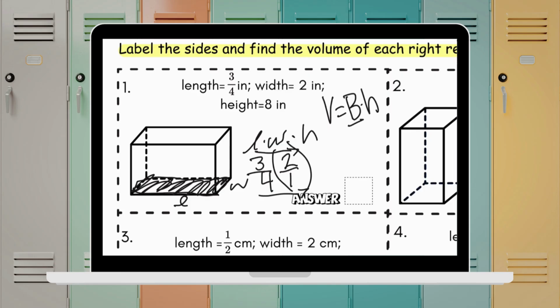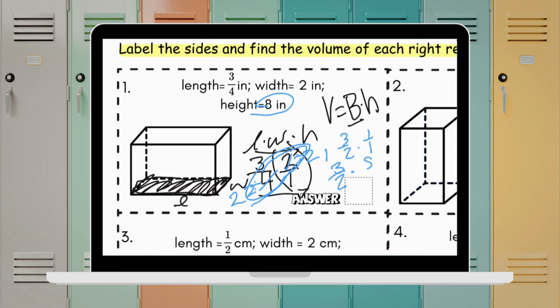Now before I do that, I like to cross simplify, which means I want to look for the GCF. Do they have a common factor, a number I can divide both of them by evenly? They both can be evenly divided by 2. If I divide both of those by 2, this would become a 1. 2 divided by 2 is 1, and 4 divided by 2 is 2. So I would now be doing 3/2 times 1 over 1, which is 1. And we know anything times 1 equals itself. So now I just have 3/2 times the height, and we said our height is 8.